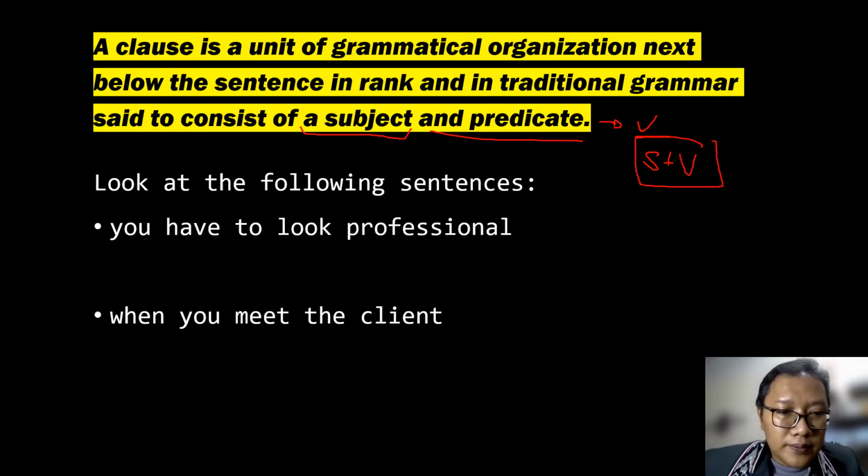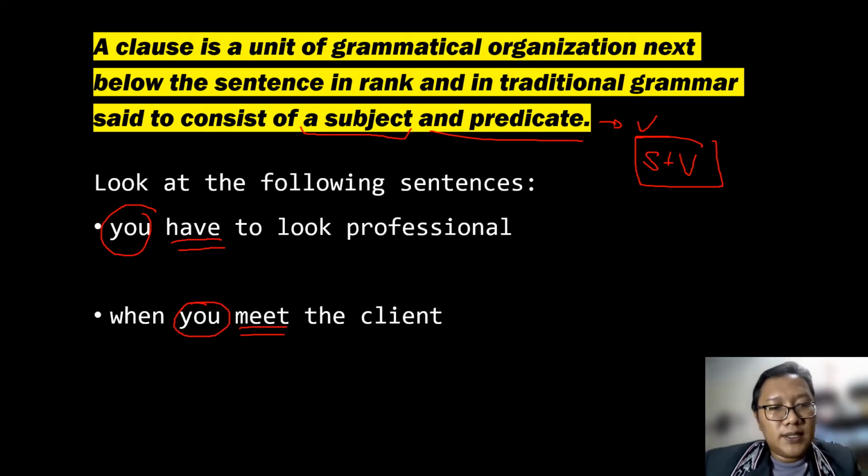Now look at the following sentences. You have to look professional. So basically, this is a clause. You is the subject. For the subject, I will circle it like this. And I will underline the verb. On the second clause, you is the subject and meet is the verb. It's better we call them clauses instead of sentences because they are not sentences yet.